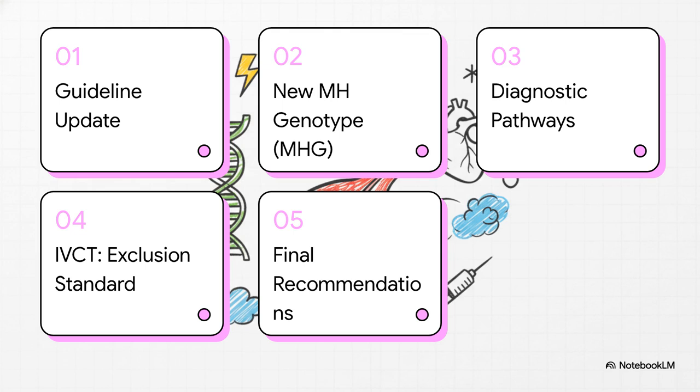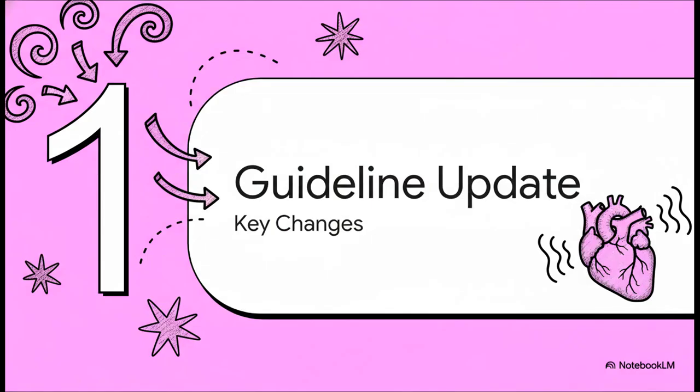Then we'll cover the new MH genotype, or MHG. From there, we'll walk through the revised diagnostic pathways and clarify the ongoing role of the in vitro contracture test. We'll finish with the final clinical recommendations you need to be aware of. Okay, let's jump right in.